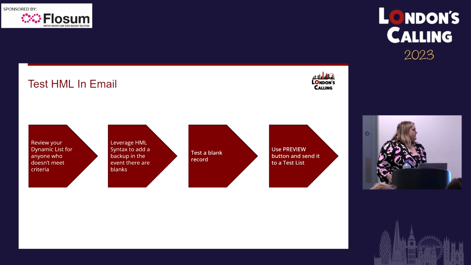And then similarly, using the preview button and sending it to a test list is super important. I think a CEO is going to forgive you if you send out something with missing data to a test list, not to your entire contact base. So always consider testing, make sure you're happy with something before you're sending that out to your prospects.